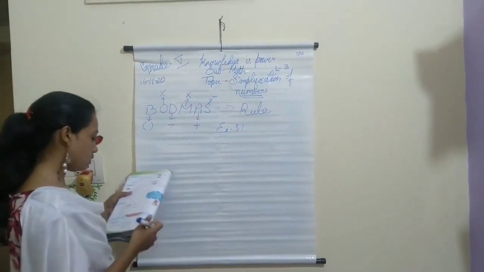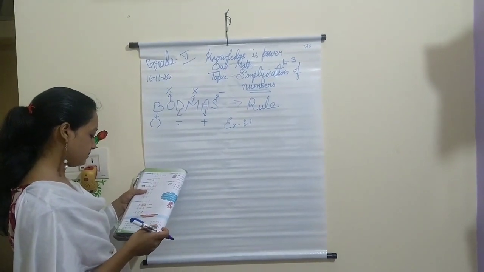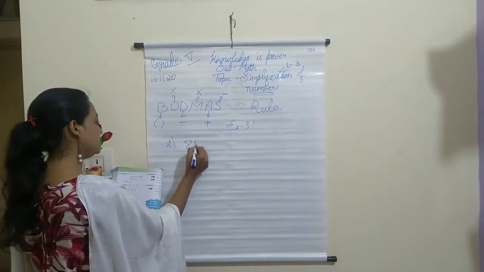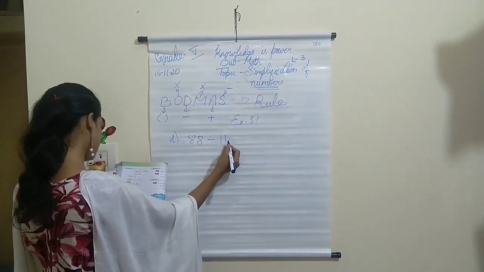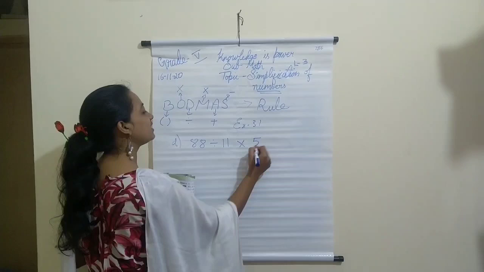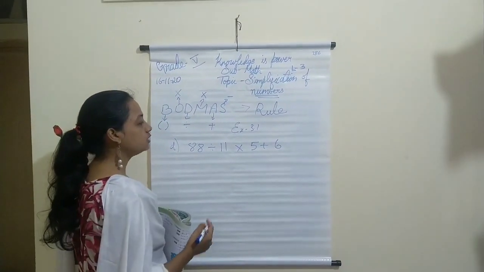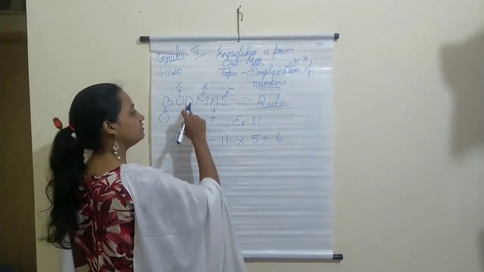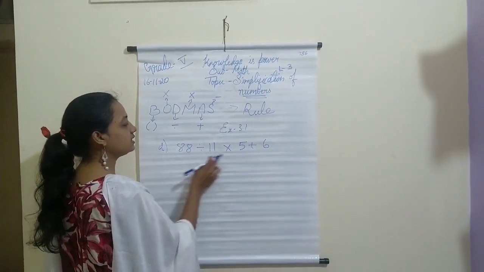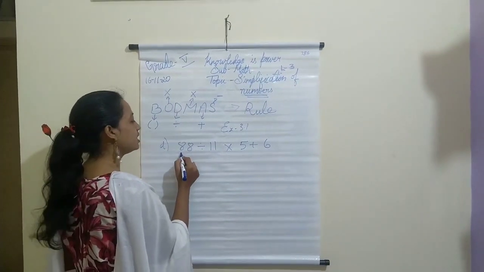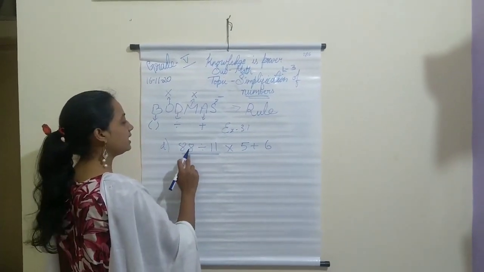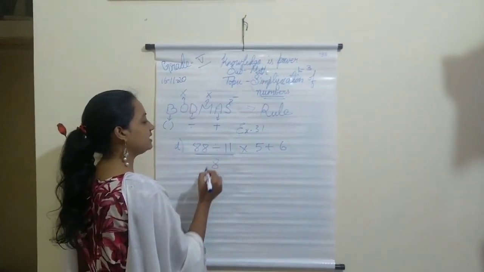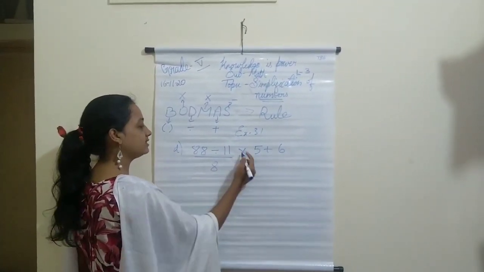And so I'll take sums like, which is difficult, D sum, 88 divided by 11 into 5 plus 6. So which are the first 2 numbers I should take? I should take division first, because in this my division is the first symbol I should solve. So what is 88 divided by 11? 11 8s are 88. So 8 is the answer.